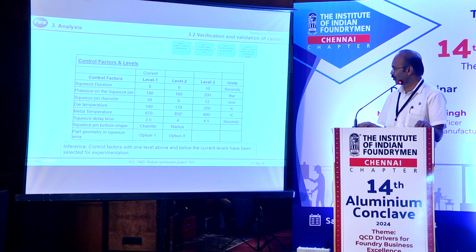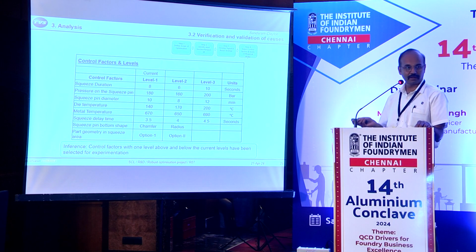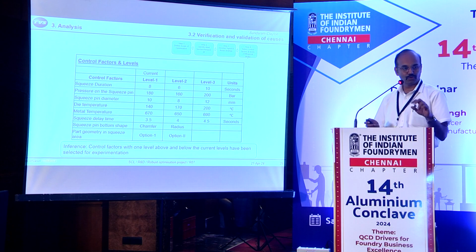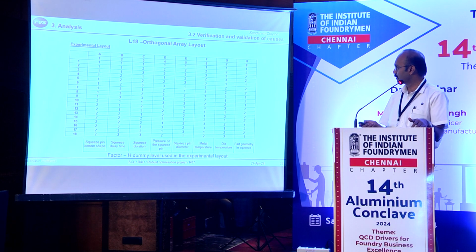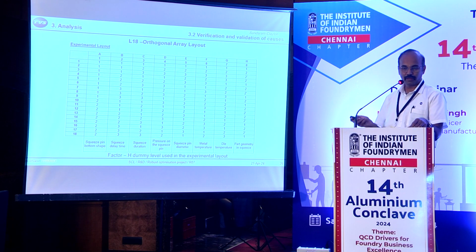So these are the control factors and different levels. One is the current level, and one level below and one level above is taken for experimentation. Some factors have 2 levels and some factors have 3 levels, which we can see. And this is the L18 orthogonal array layout, where for each experiment we see what the factor and level are that we need to try. There will be 18 experiments for one noise condition and another 18 experiments for the other noise condition, so 36 experiments in total.